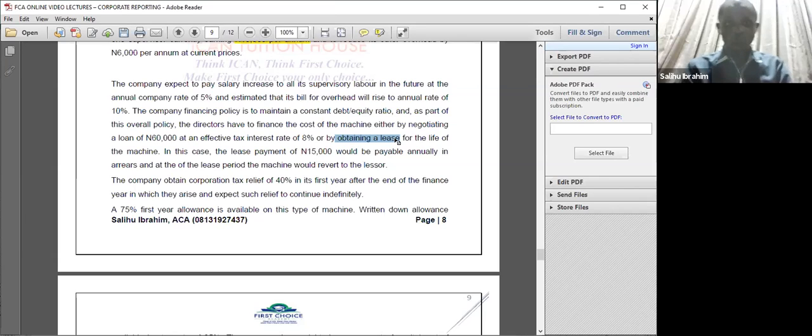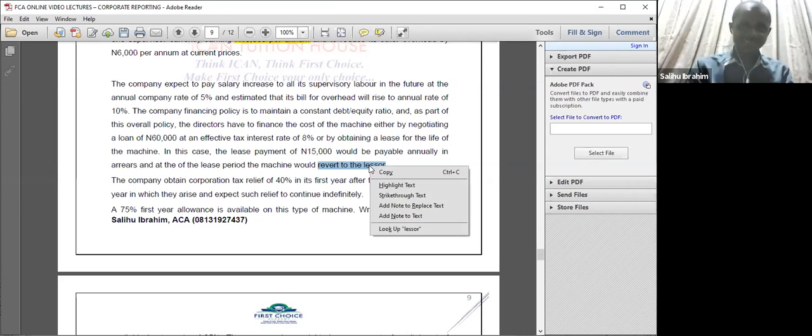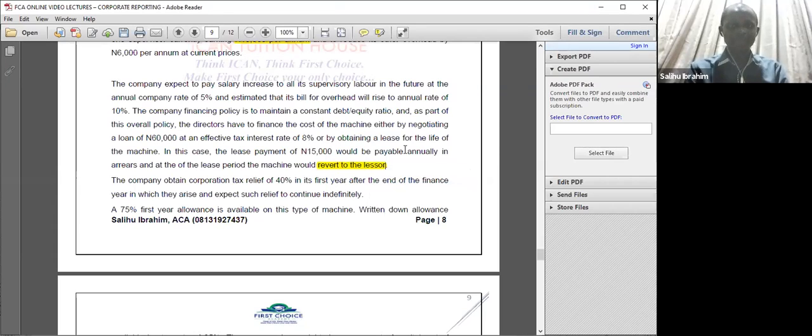Let us continue. For the life of the machine, in this case, the lease payment of 50,000 will be payable annually in arrears. And at the end of the lease period, the machine will revert to the lessor. Look at this key. Who can tell me from the information I highlighted, how do I classify this lease?